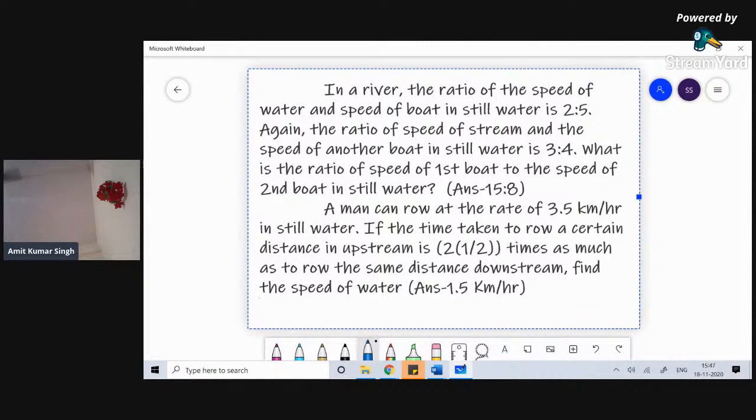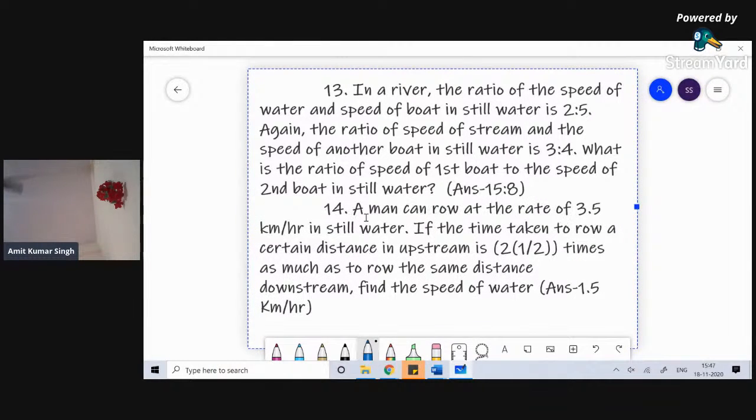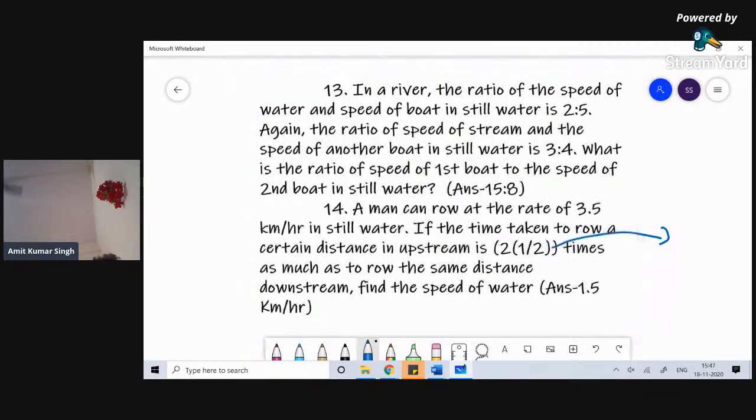Do this question, guys. This is 2 1 by 2. Don't get confused with this. The answer is there, you can see the answer. Please reconfirm what you get with the answer that is given.